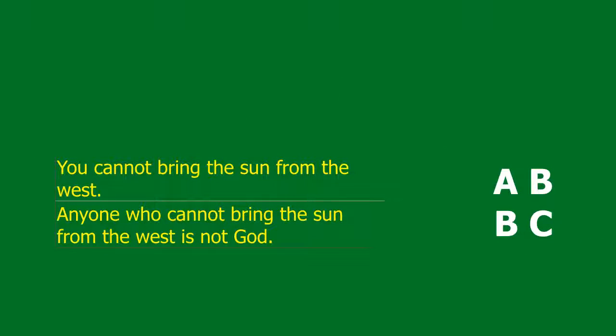So let's go back to our example. You cannot bring the sun from the west. Anyone who cannot bring the sun from the west is not God. Now, this example is different from the example that we just saw. It's different because the second premise is negative. However, it has the same form, A, B, B, C. And we say that these two, the argument that we just saw and the argument that you see on the slide here, are two different forms, two different modes of this figure. What's the figure? The figure is A, B, B, C.